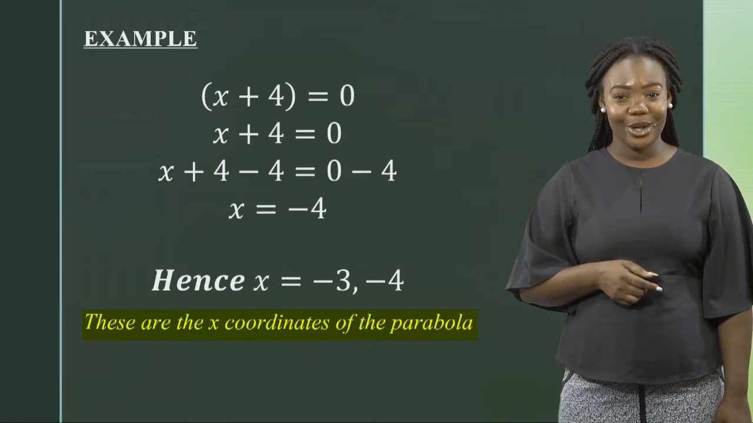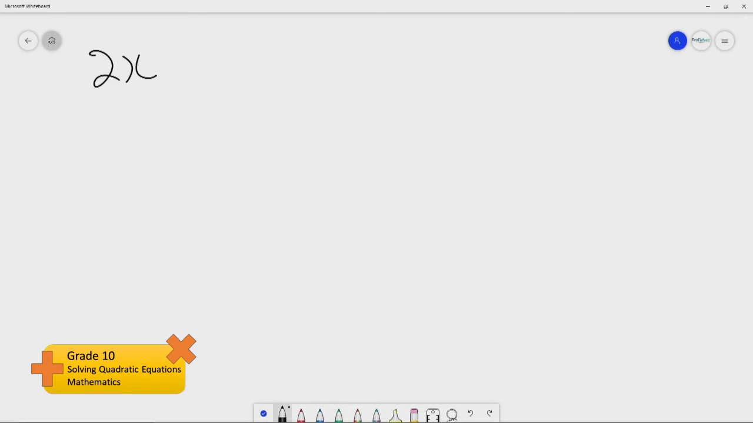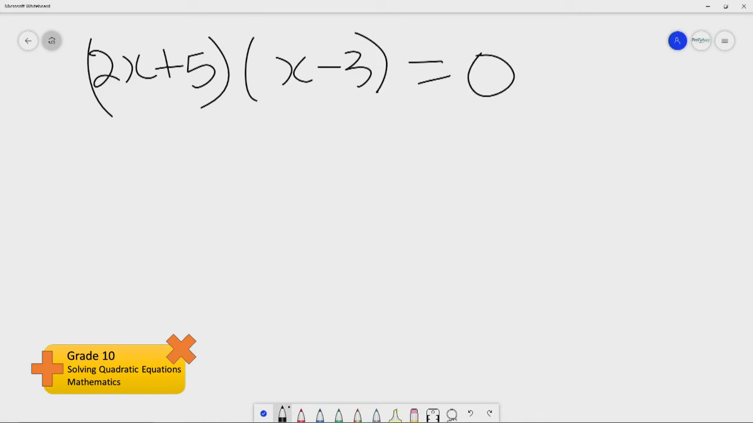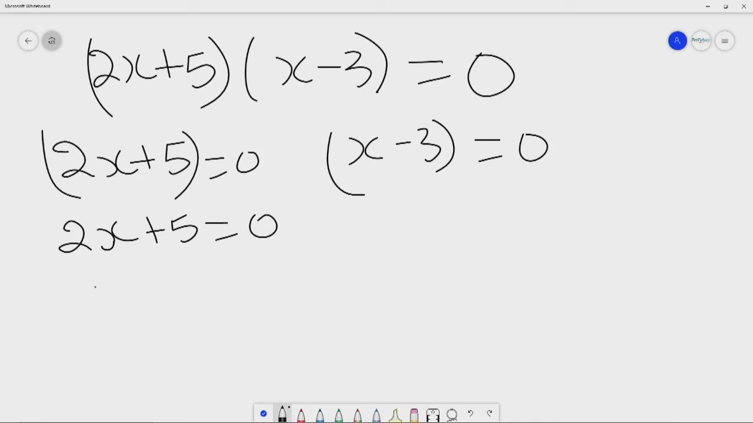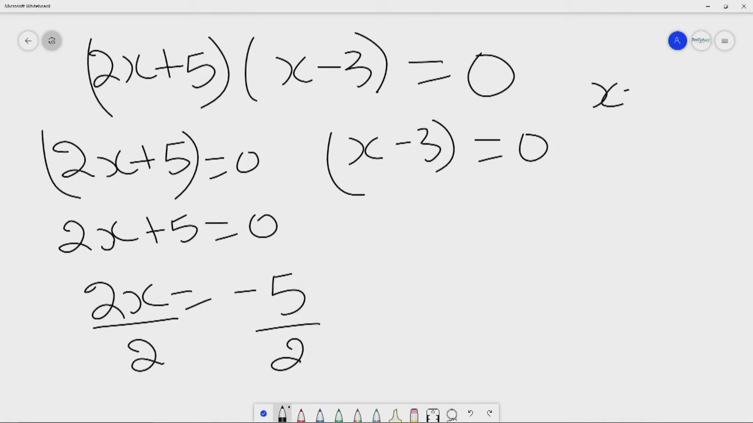Let's continue by looking at yet another example. We have (2x + 5)(x - 3), and all of this is equal to 0. Remember, we are solving. We cannot solve them all together, so we separate them. We have 2x + 5 in a bracket is equal to 0, and x - 3 also in a bracket is equal to 0. So we remove the bracket. We have 2x + 5 = 0. Continue working. We have 2x = -5. So we take the 5 over and we change the sign. We divide by 2. We divide by 2. Now we have x = -5/2.